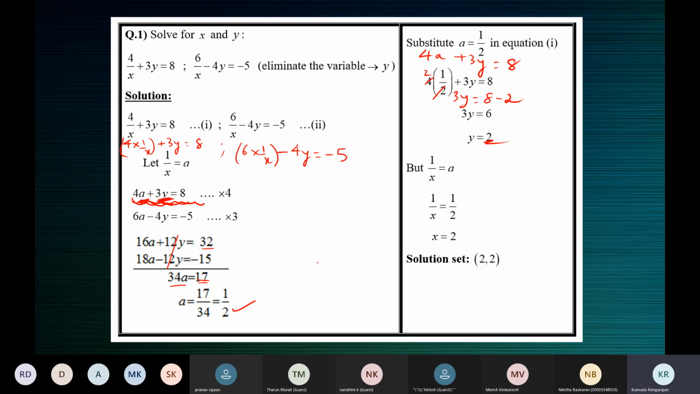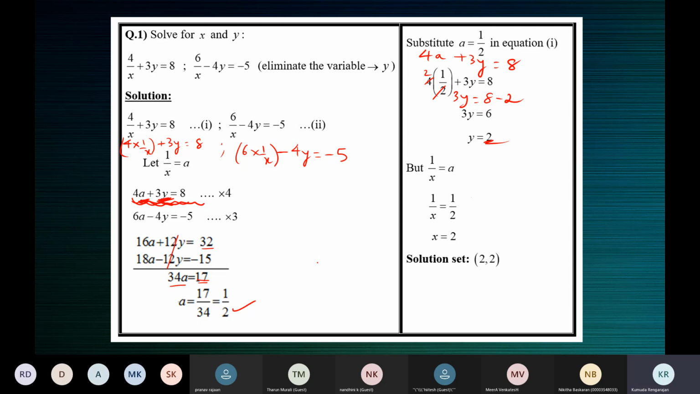It's not that you should use the elimination method; you can use any method. Here I have specified to use the elimination method and eliminate the variable y. Otherwise, you're free to solve in any method, that is substitution or cross multiplication method. So find the values of a and y, and once you get the value of a, you can find the value of x, since 1 by x is a.